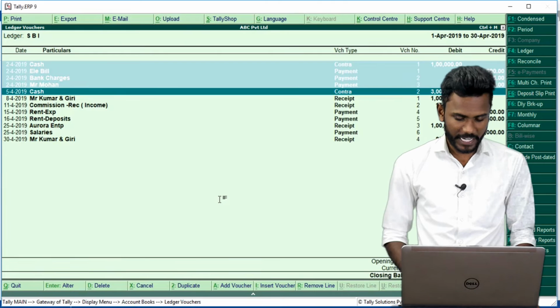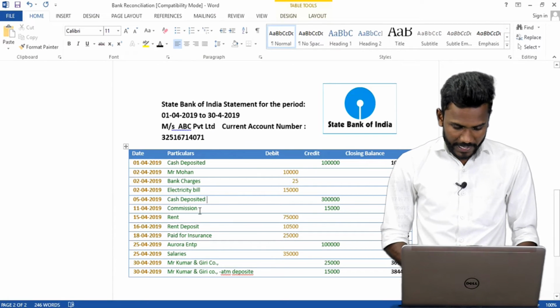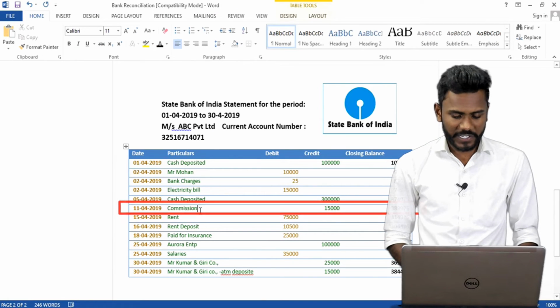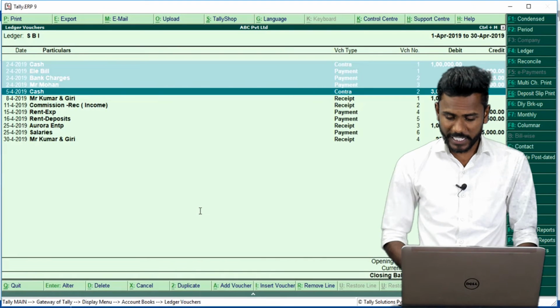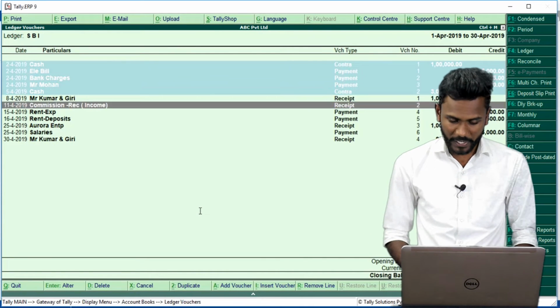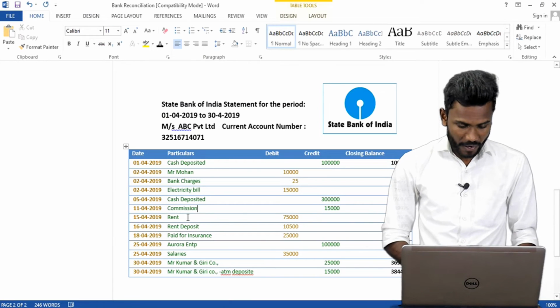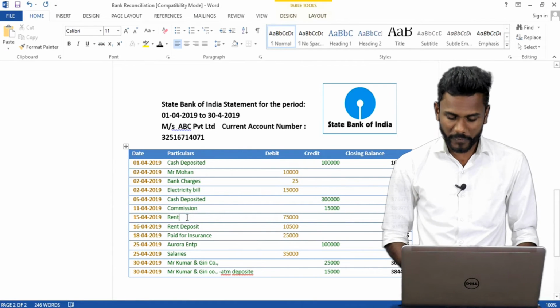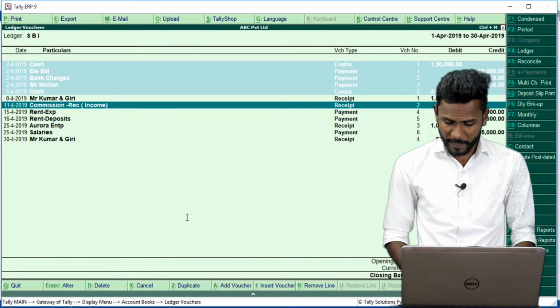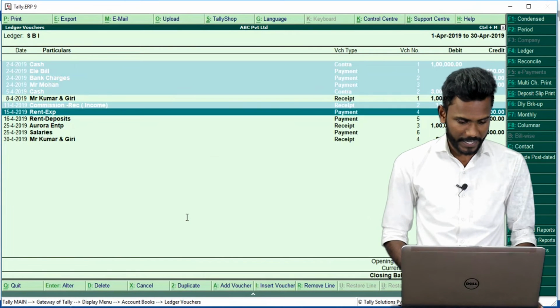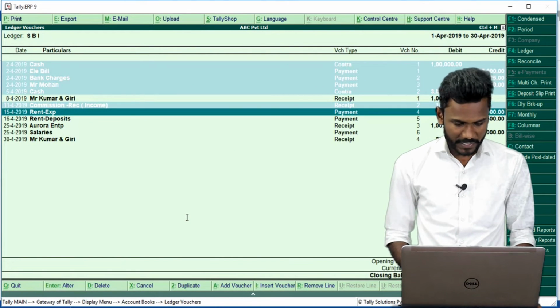Yes, recorded. The next one is on 11th April, commission received rupees 15,000. Did we record the commission? Yes, we recorded the commission. So there are no mismatches. And next on 15th of April, we paid rent rupees 75,000. Is the rent paid recorded? Yes, rent recorded.